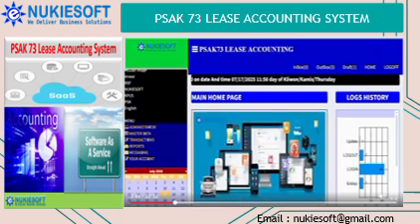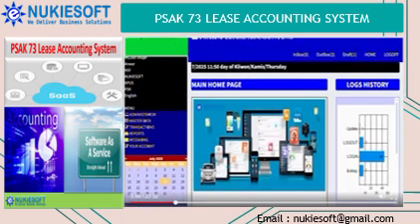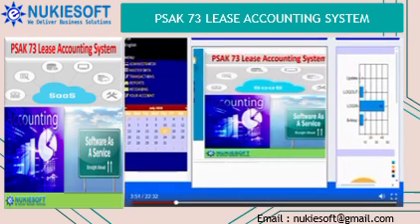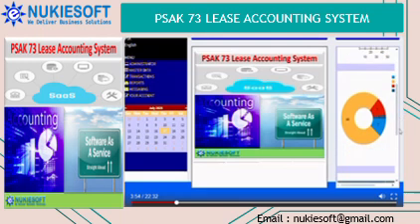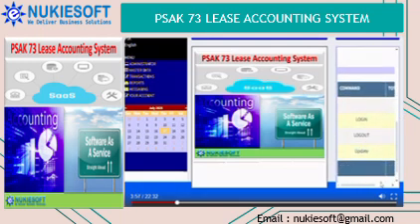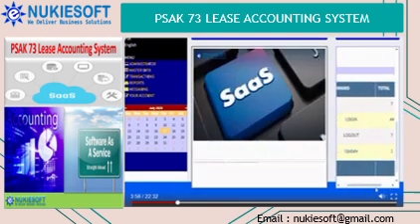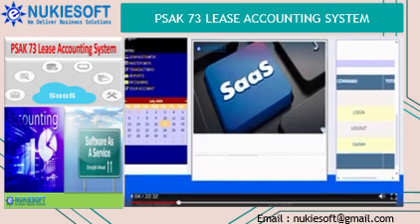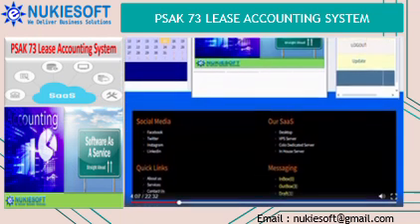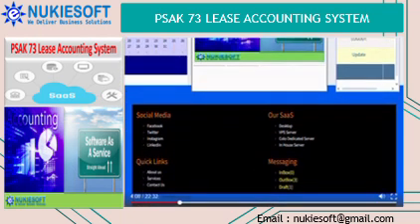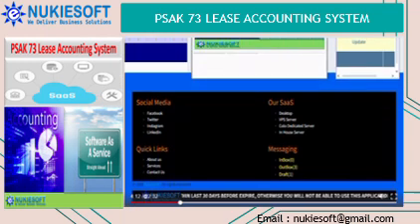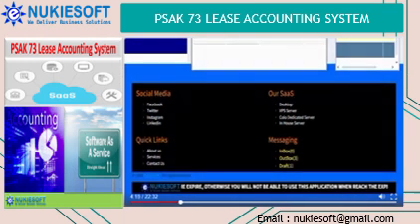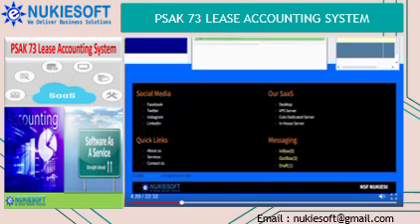licenses of intellectual property granted by a lessor within the scope of PSAK 72, Revenue from Contracts with Customers; and rights held by a lessee under licensing agreements within the scope of PSAK 19, Intangible Assets, for items such as motion picture films, video recordings, plays, manuscripts, patents, and copyrights. Aside from this, a lessee may choose to apply PSAK 73 to leases of intangible assets other than those mentioned above.